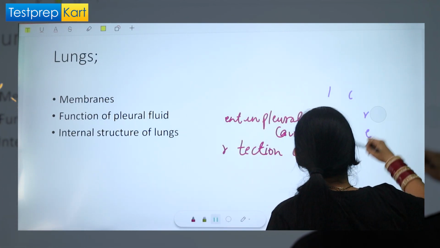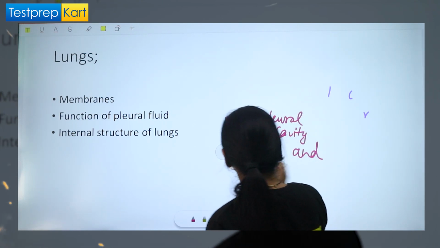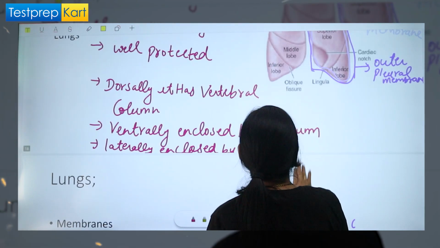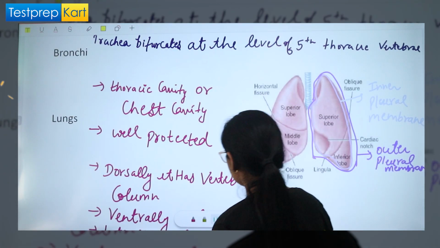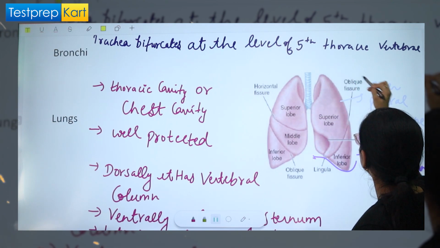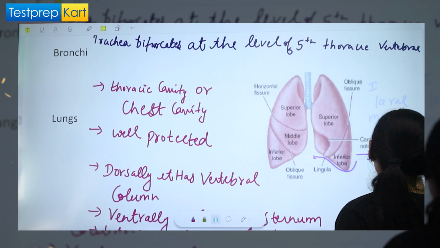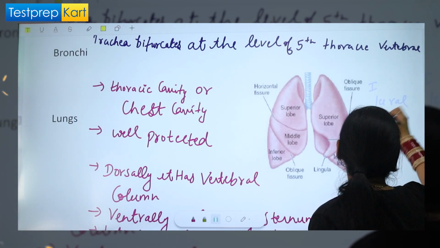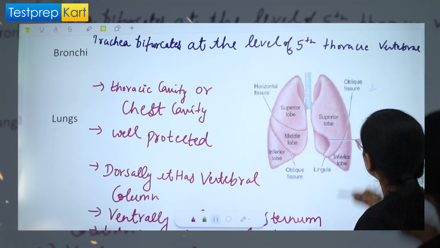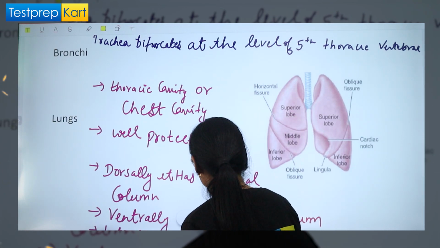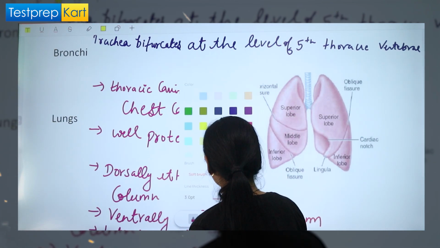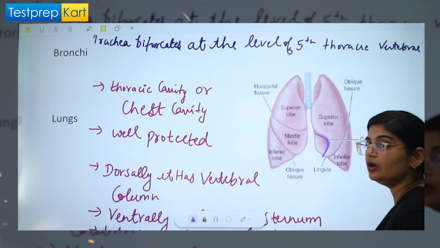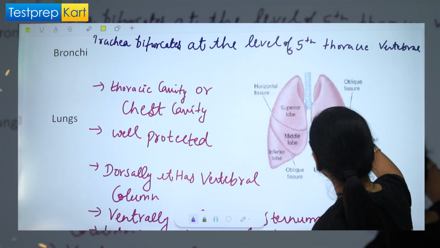So when we talk about internal structure of the lungs, you can see in this diagram, we have two lungs, that is right lung and left lung. As you can see here, in left lung there is a cardiac notch, right? This cardiac notch is basically the site where heart is attached. This is the site where our heart will get situated. So this is our left lung.